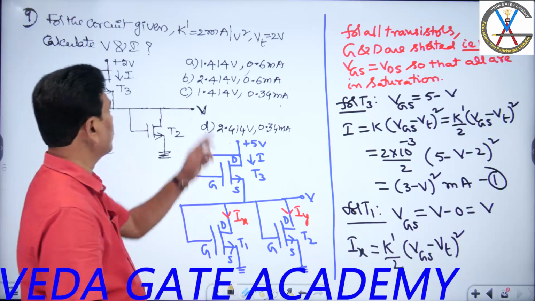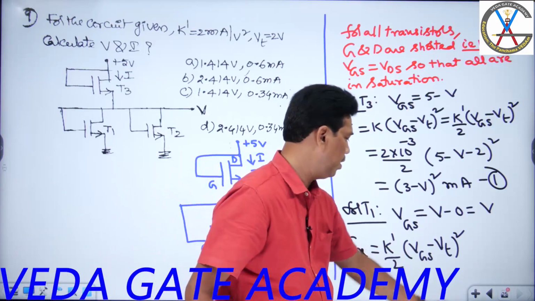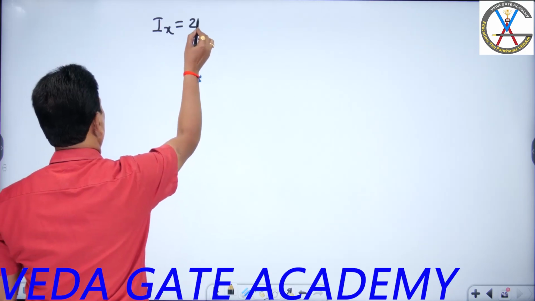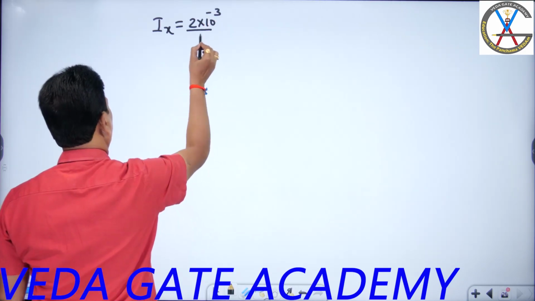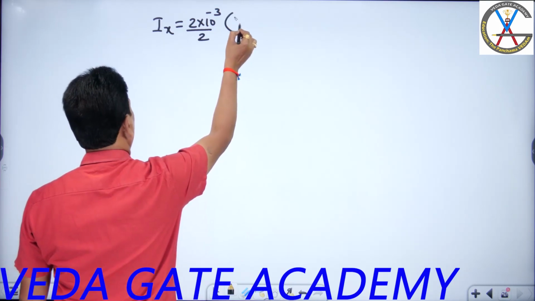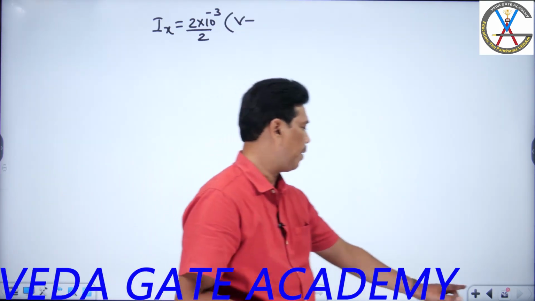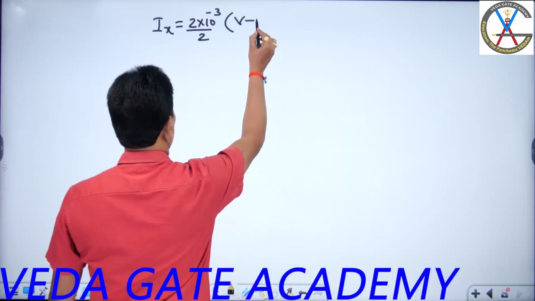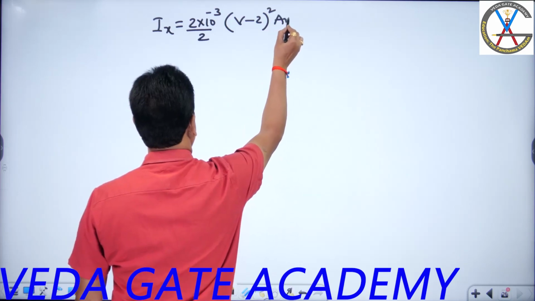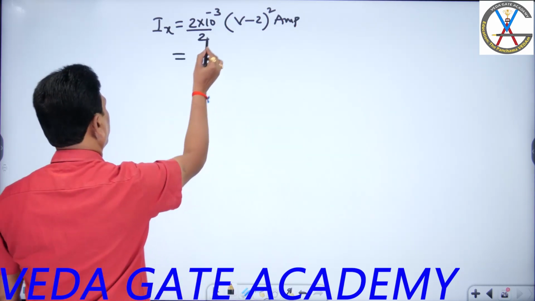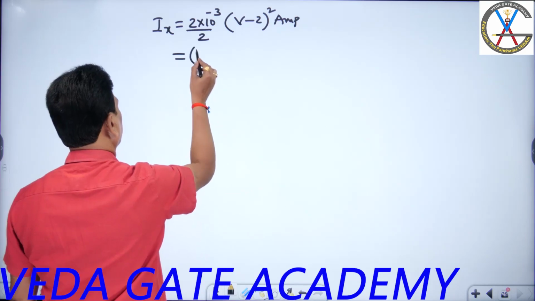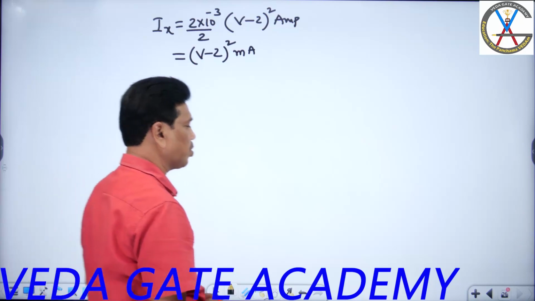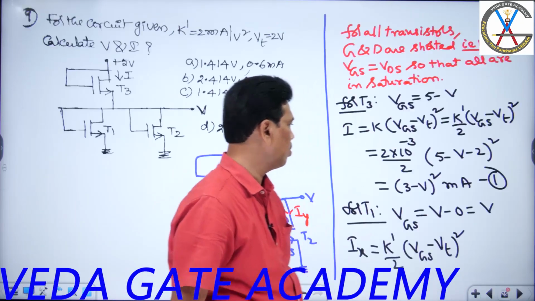So K dash equal to 2 milli, sir. 2 cancelled out there. Ix equal to 2 into 10 power minus 3 by 2. VGS equal to V, and Vt is 2 volt there, ampere. So that is 2 cancelled out. What you can get, sir? V minus 2 whole square milliampere you can get. So that's one over, sir.